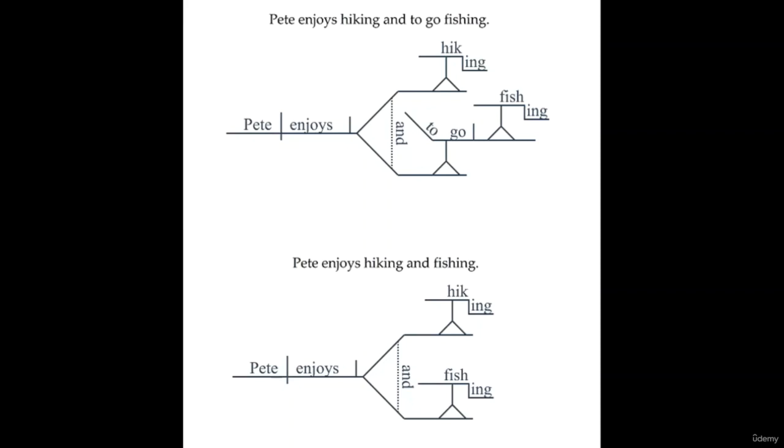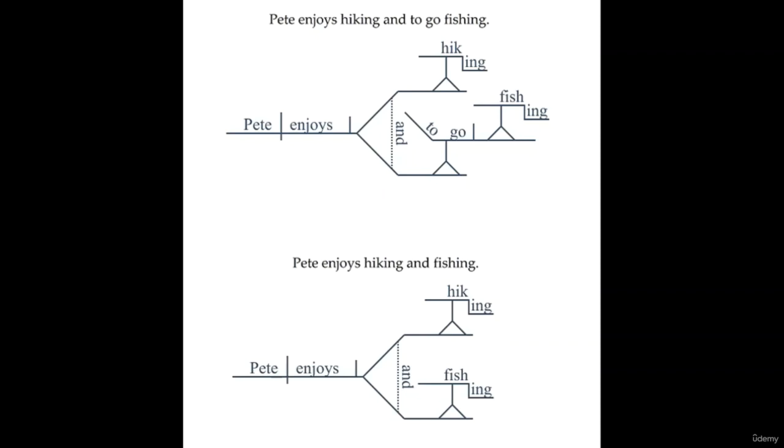Here, as we look at the first sentence alongside a revised version of that sentence, we can really see what parallelism means. In the first sentence, the compound direct object consists of hiking and to go fishing. So hiking is a gerund, and to go fishing is an infinitive phrase. So these don't match. If we look down below, we have hiking and fishing. Pete enjoys hiking and fishing. We have a nice clean match. And the second sentence, the revised sentence, is parallel. So the first sentence is an example of faulty parallelism.